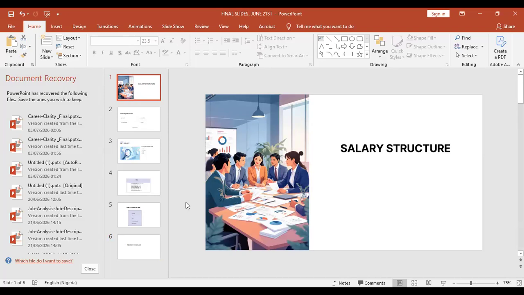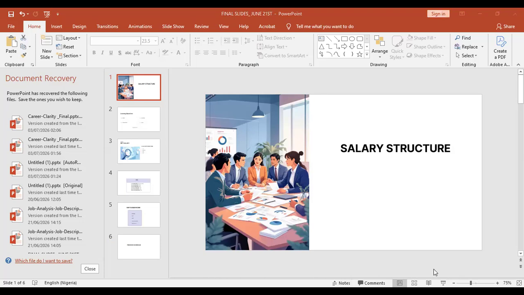Today we're going to talk about salary structure. We all know what a salary is now, don't we? So we know what gross salary and what net salary is.